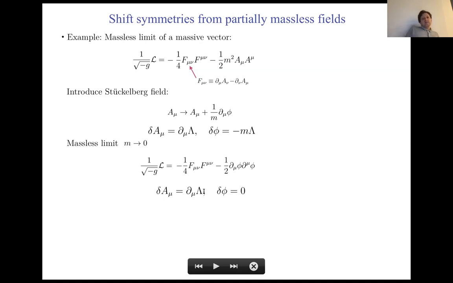Okay, so again, we don't seem to see any shift symmetry that's arising, but we notice that the Lagrangian for phi here does have a shift symmetry. So where is that shift symmetry on phi actually coming from when there was no symmetry at all to begin with in the massive vector Lagrangian?